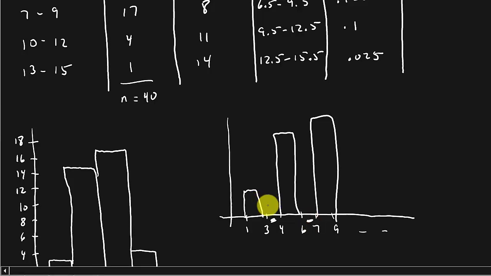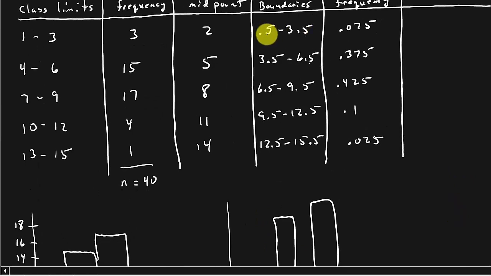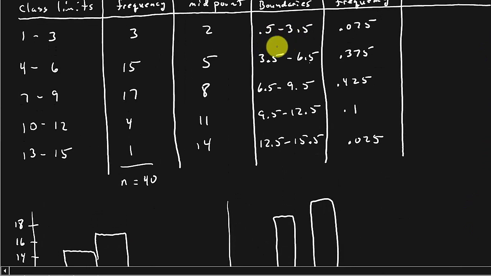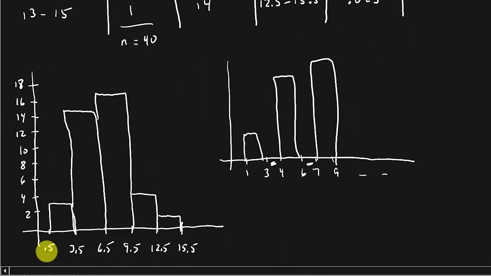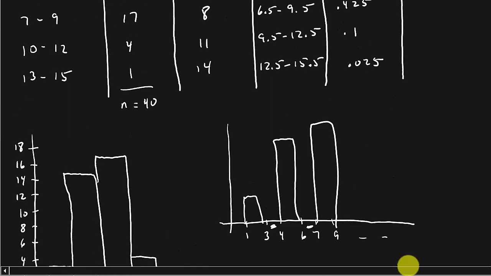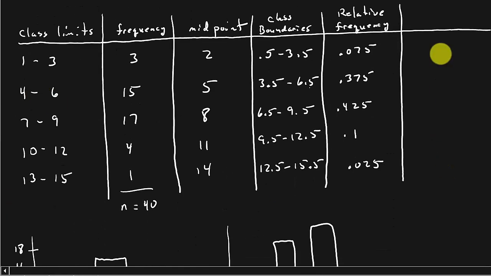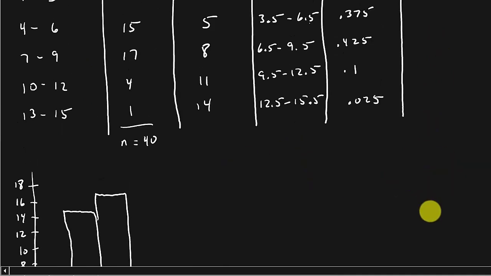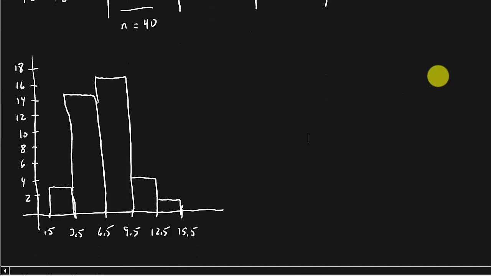A histogram, they touch. So what we do is we use these class boundaries so that it fills in that gap. It puts these bars together here. See, that's what we're doing here. We're going from 0.5 to 3.5, 3.5 to 6.5. So it's going to make them touch. So these numbers down here you get from your class boundaries. So you don't use the class limits to draw a histogram. Okay. All right. So that's your histogram.